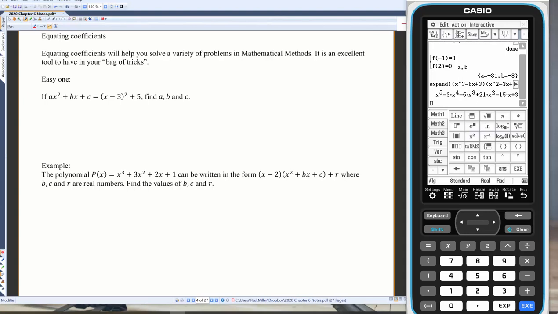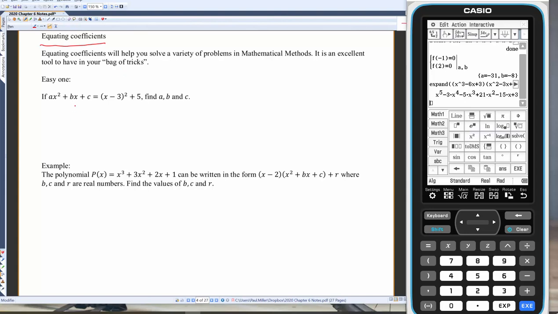Okay, so on to probably one of my favorite techniques, and Mr. Tench talked about this for years to me, and I never liked it. And then one day I thought, oh my God, what have I been missing out on all this time? It's called equating coefficients, and it's one of the best techniques around to solve problems. And one Year 3-4 methods question every year involves this idea of equating coefficients.